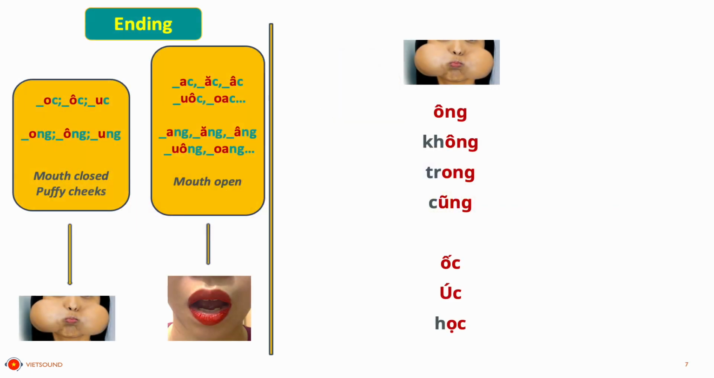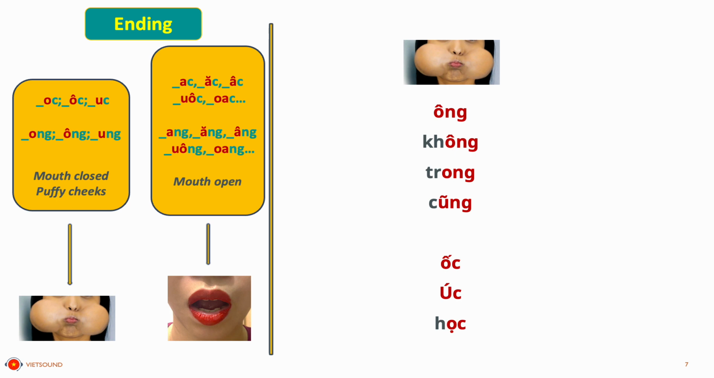I've seen thousands of non-native speakers say these words in a wrong way. Because in English, you also have the k and the ng endings. But you never close your mouth at the end of the words with the k and the ng endings. And you also never make the puffy cheek with this sound, with these endings.